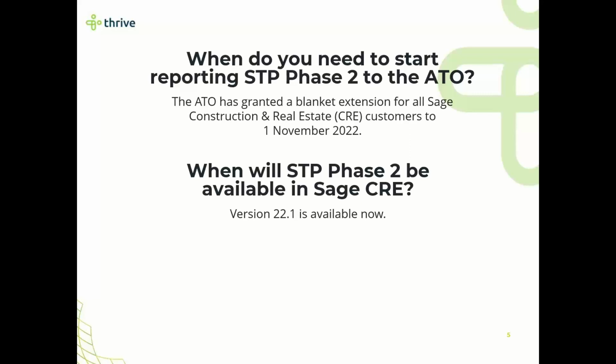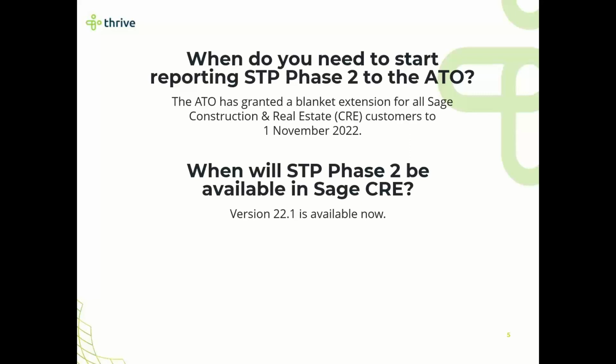I haven't seen any of them actually introduce their STP Phase 2 yet, other than Sage. So CRE is now available. Version 22.1, you will need to upgrade to that version to get the new fields because it is quite a few changes. So Thrive will most likely have been in touch with someone in your organisation already to organise an upgrade. As soon as that upgrade is done, then you'll have the fields I'm going to show you on the next few slides. And you need to start moving on getting everything set up.